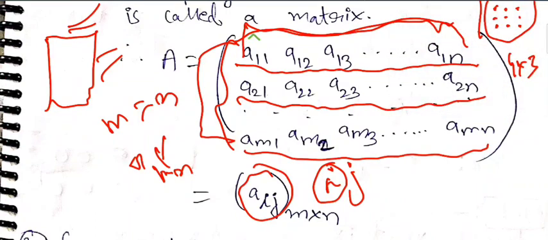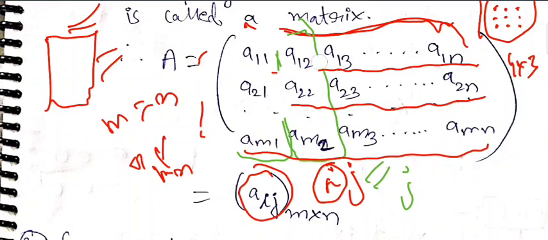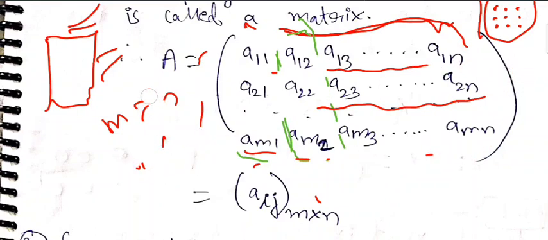For vertical arrangements, as shown in the figure, your j will remain constant. Okay, for vertical arrangement, j will remain constant. You can clearly see this from this figure. It is quite evident from the figure. So Aij, M cross N, is the notation which is used to denote a matrix.